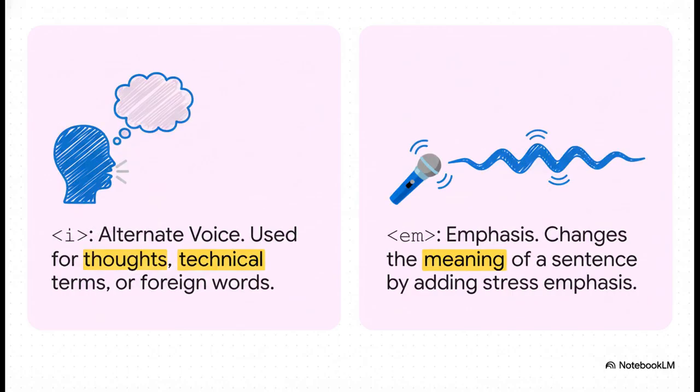And it's the exact same deal with I and EM. Yep, they both usually make text look italicized. But again, the meaning is different. The I tag is for a shift in voice, maybe a technical term, a character's thought, or a word from another language. But EM, which stands for emphasis, actually changes how a sentence is understood. Think about it. "I love coffee" means something different than "I love coffee." That's what EM does. It adds that verbal stress.